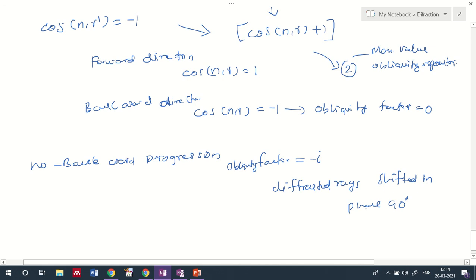So how do we consider the shift? By considering the shift with respect to the primary incident wave. If you have a phase shift of 90 degrees in a diffracted ray with respect to the incident ray, then we will have a factor equal to minus i. Okay, so this is mainly about the Fresnel-Kirchhoff formula.